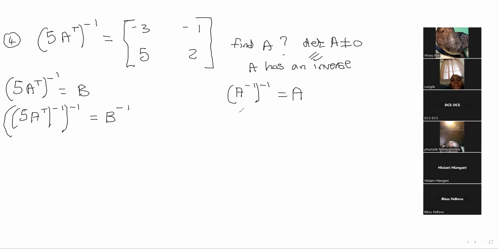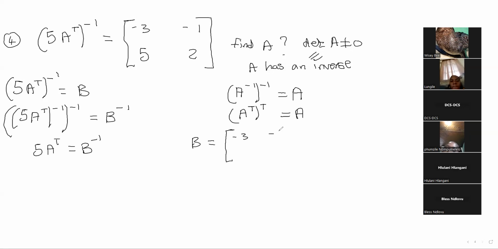It's almost similar to this rule, the transpose of the transpose would be A. So the same thing here. Just imagine this whole thing is one letter. So these two negatives will cancel out and you'll just be left with 5 A T is equal to B minus 1.